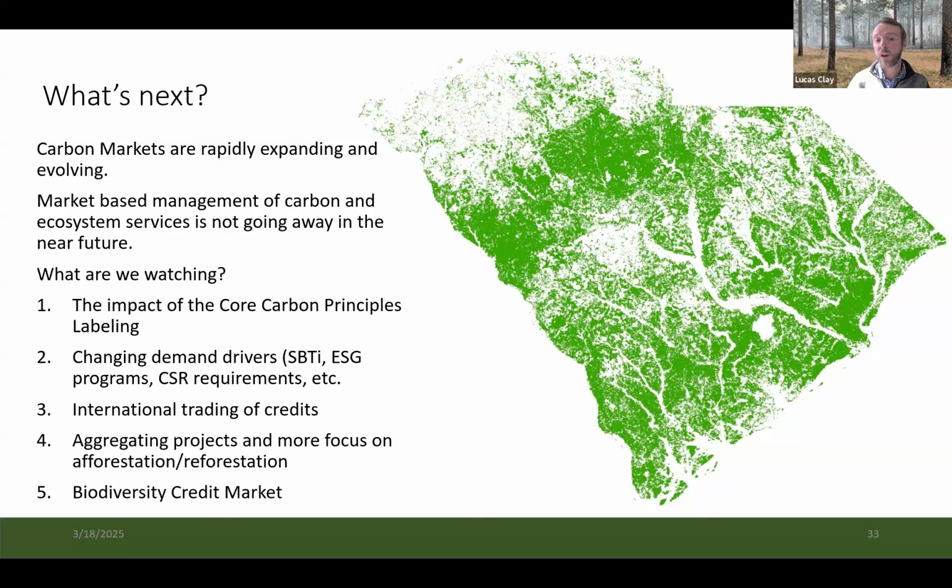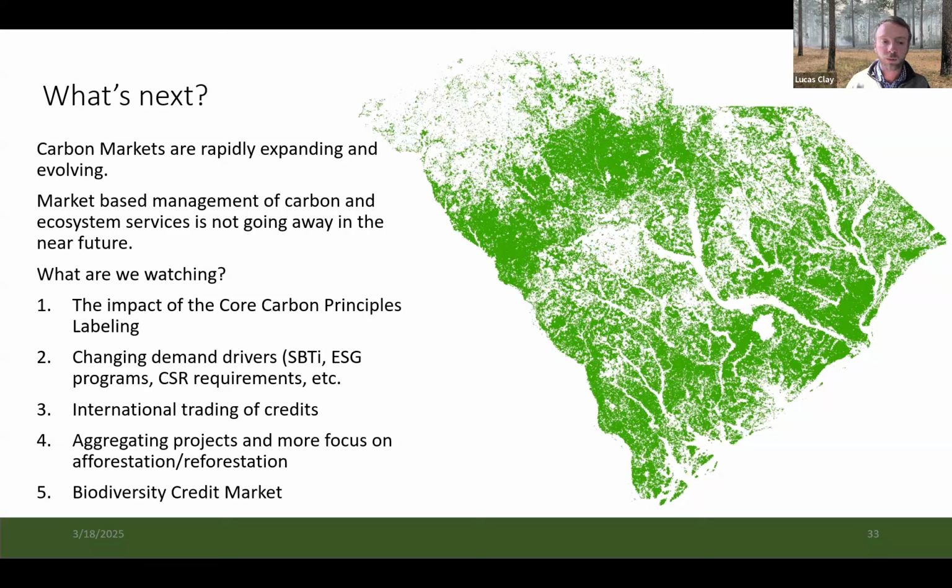We're also seeing changing demand drivers. Because it is a voluntary market, that demand changes rapidly. So things like the Science Based Targets Initiative and then ESG and CSR requirements, as they change and evolve, this will help us determine the demand related to carbon credits. Also, the international trading of credits. This is governed by the Paris Agreement, which was just announced in the last couple of months. So we're waiting to see how this evolves related to international credit trading, but also airlines purchasing credits through a compliance market as well.